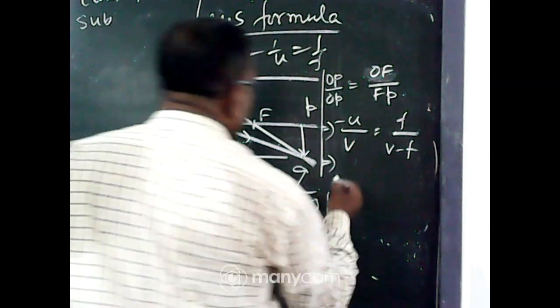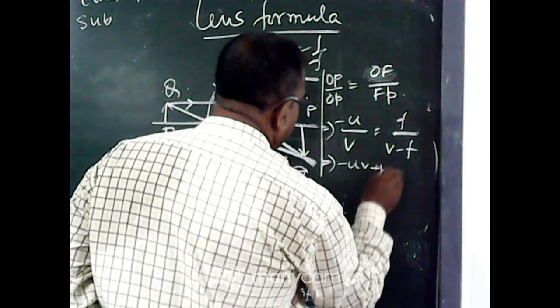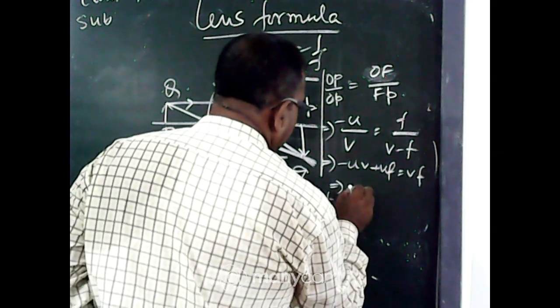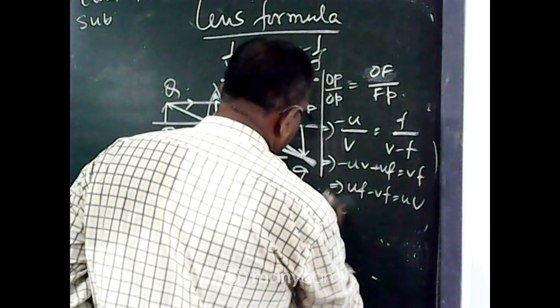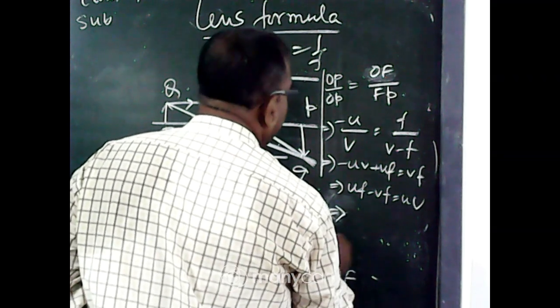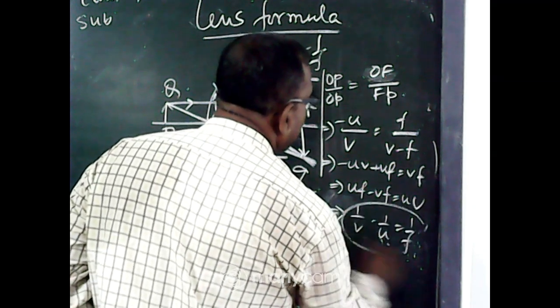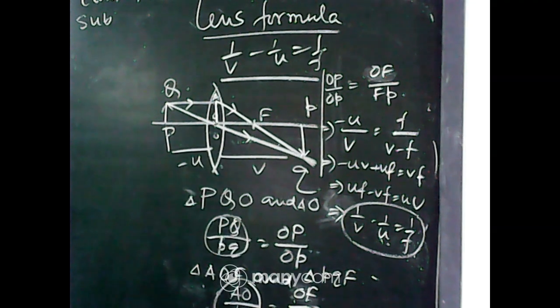So you cross multiply it. Minus UV plus UF equal to VF. UF minus VF equal to UV. UVF divide it. 1 by V minus 1 by U equal to 1 by F. So you check it. This is the formula. This is the formula for 1 by V minus 1 by U equal to 1 by F.